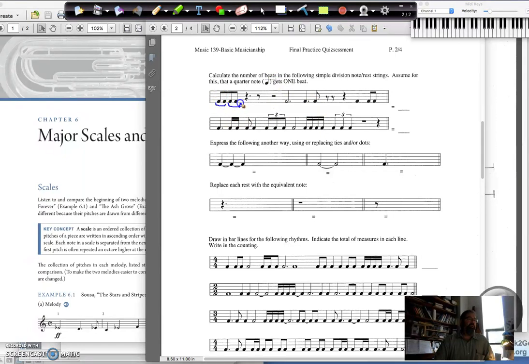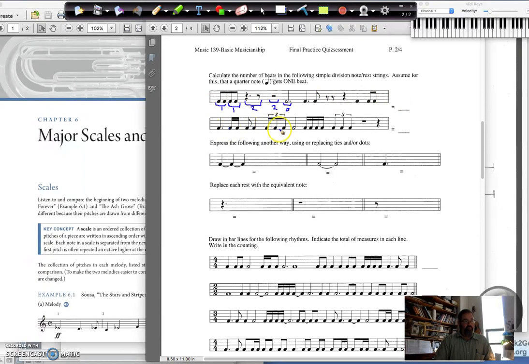That would be 1. The dotted quarter is 1.5, and then this with the 1/8 would be 2. So you just add up what you get all together. If it had ended there, I'd have 4. Here is a half rest, so you might know that that's 2 beats worth. The dotted half is 3. You keep going till you add it all up.